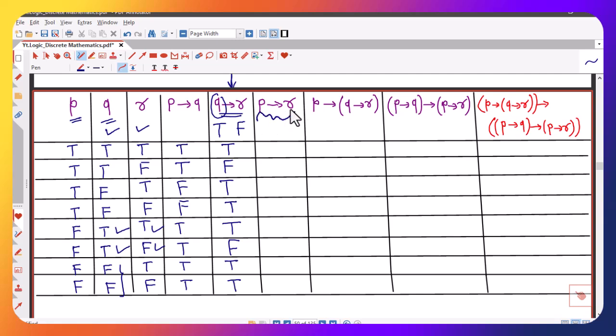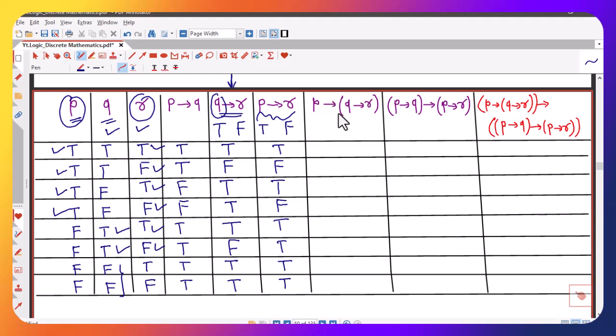Similarly, we write down possibilities for P implies R. So this is false if P is true and R is false. So now we check for P and R. So here true and true, therefore this is true. Here P is true, R is false, therefore we have P implies R is false. Here P is true, R is true, therefore this is true. Here P is true and R is false, therefore we have false. And in the remaining possibilities, P is false, so we don't care about R, we directly write T.